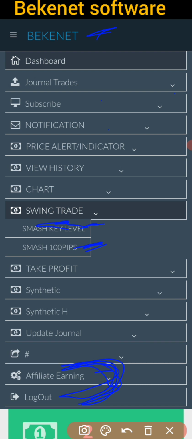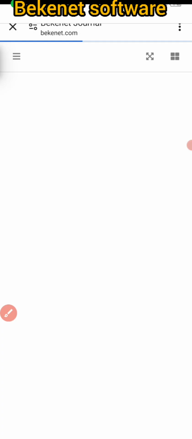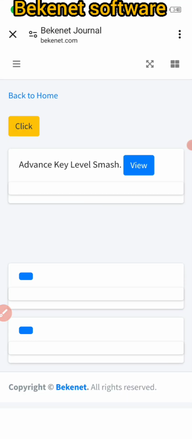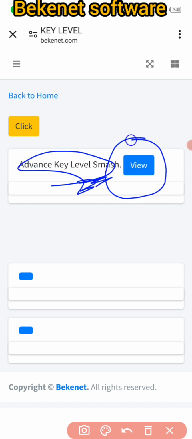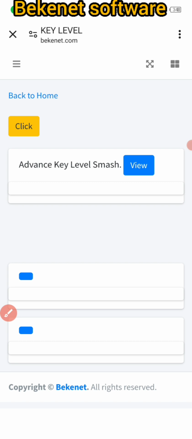Now I'm going to click on this, which is the advanced key level. You understand? I'm going to click on it to open. Once you open it, you see something like this. Make sure you're seeing this advanced key level smash. The next thing you need to do is just click on view.